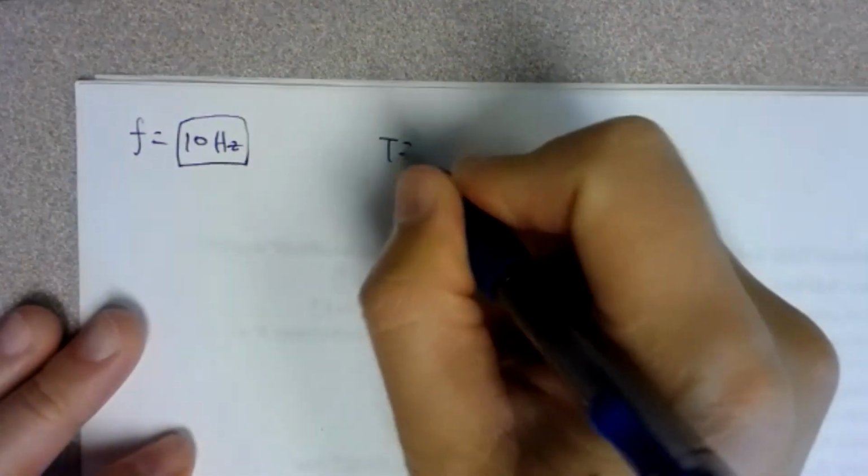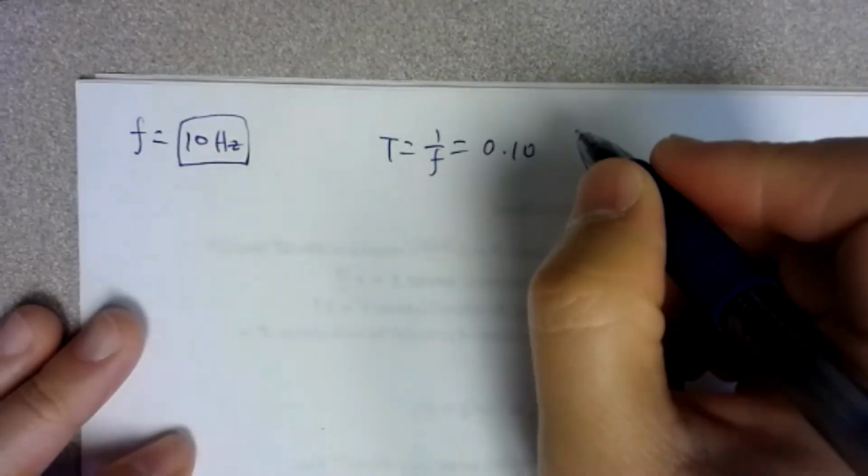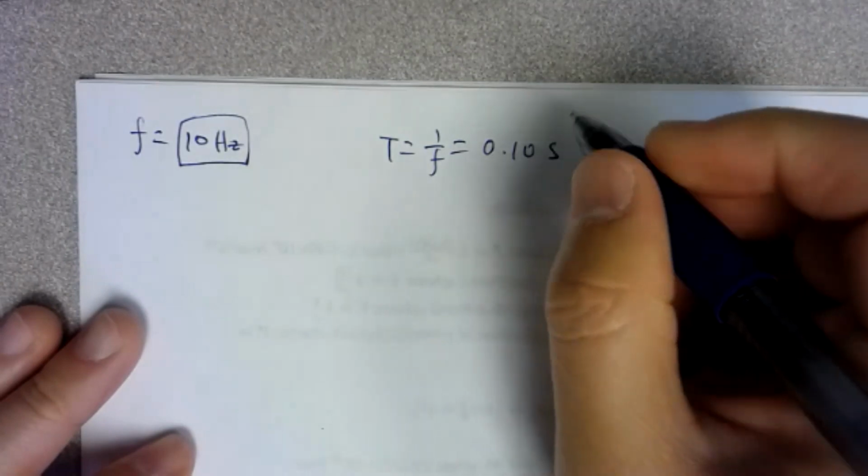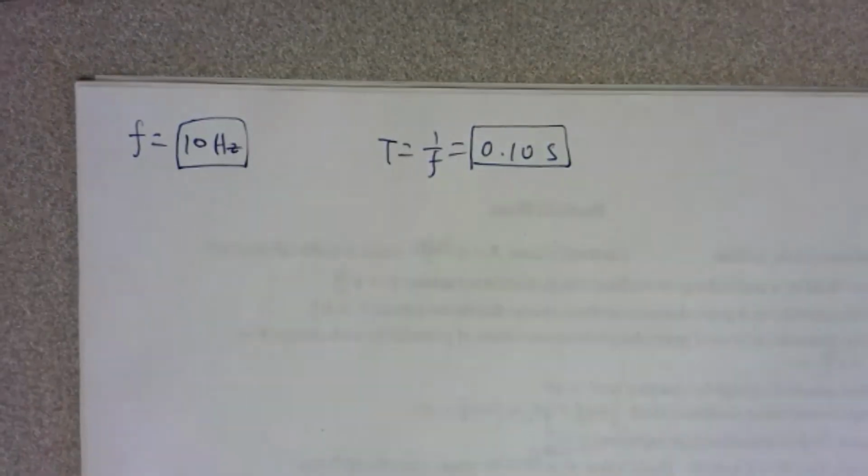And it says the period. So the period will be 1 over frequency, right? T will be 1 over F. So 0.1 second. All right, and then that's it on this one, okay? So let's go back. Pretty simple.